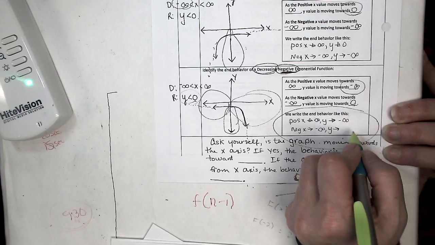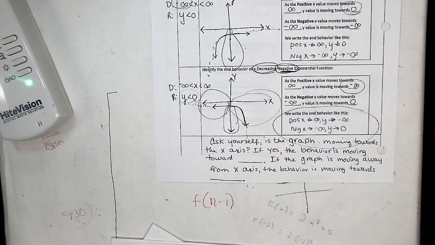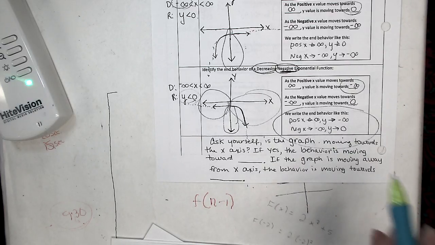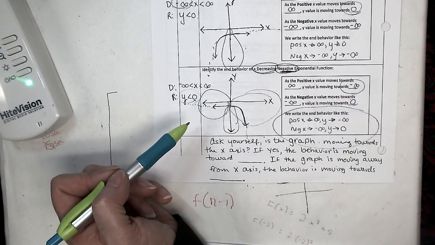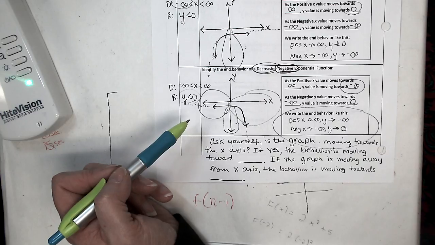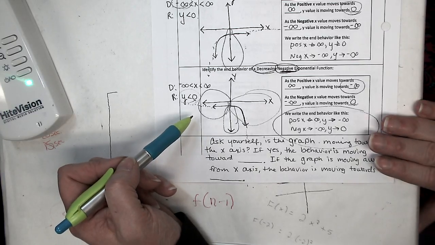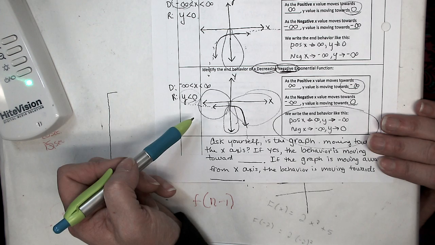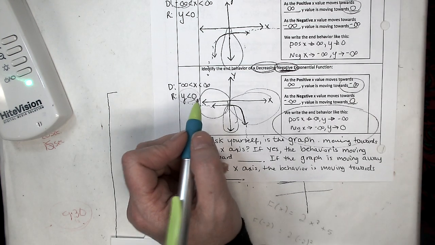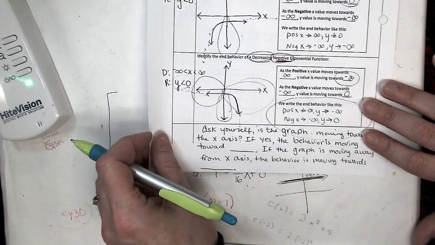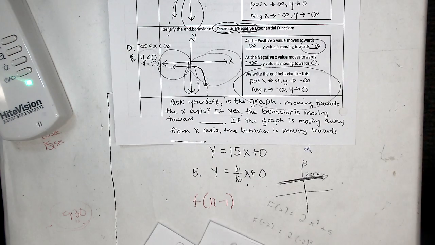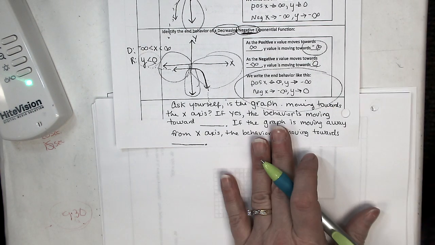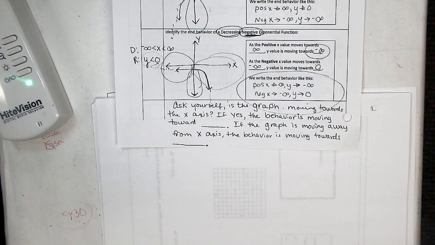So here's your shortcut. See if this makes sense. I wrote this down and I think it might help. This is what you're going to ask yourself: is the graph moving towards the x-axis? Let's look at this last example, and let's look at this part right here. Is this negative part moving towards the x-axis? What's your answer? Yes. If the answer is yes, then the y value is moving towards 0.